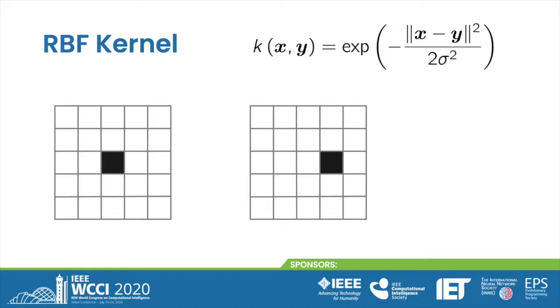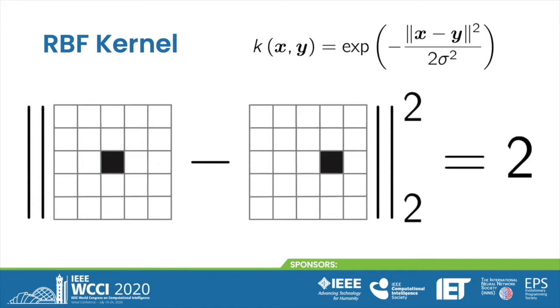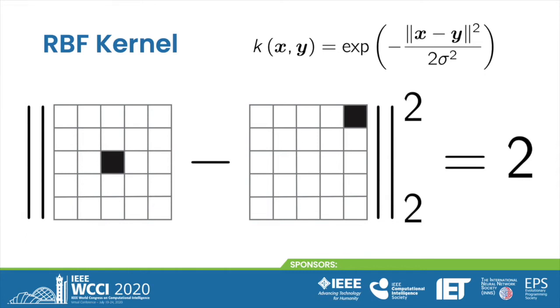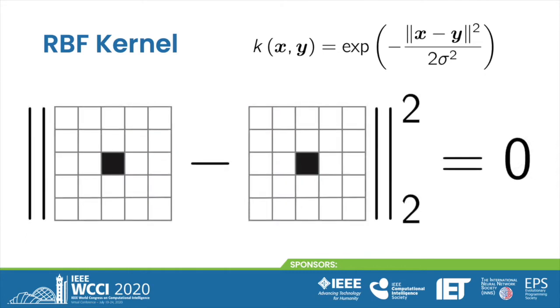Let's consider the distance between those two images. The pixels are not on top of each other, and so the total Euclidean distance is 2. If we consider a variation of this problem with a pixel slightly off, then the Euclidean distance will still be 2. The only way to have a distance different than 2 is to have the 2 pixels on top of each other, and the distance will be 0.